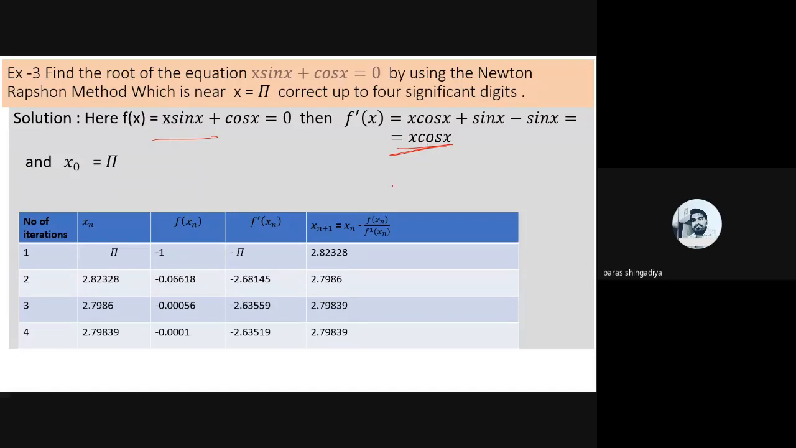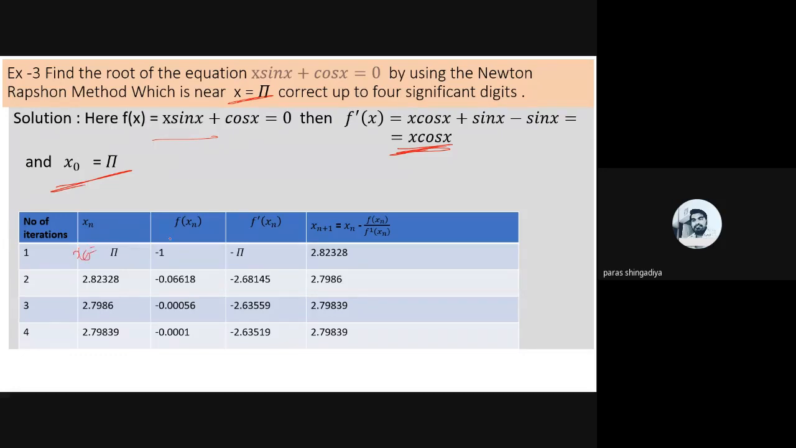Okay, that is how we can derive the derivative f dash x; the remaining term will be x into cos x. Here x0 is equal to pi. You have to check the roots near x equal to pi, meaning x0 is equal to pi. That is our approximate root, and now we start the procedure with x0 equal to pi.